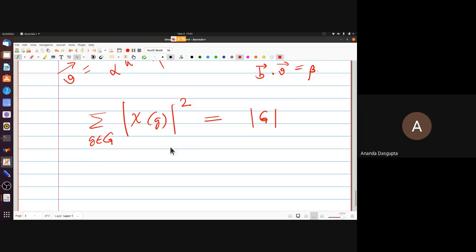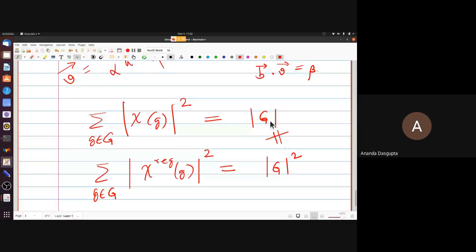Okay, if you did that for our regular representation, you actually get mod G square. Why? Because only one term contributes, and it contributes mod G square. So these two are of course not equal to each other. This is the order of the group, this is the square of the order. And unless the order of the group is 1, which means it's a trivial group with only one element, you will definitely have a violation of the irreducibility criterion. So the regular representation is definitely reducible.